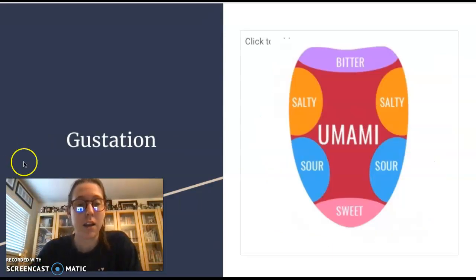Okay, now let's go ahead and move on to gustation, or taste. Taste is a little bit different. There are more specifics that go along with it and more intricate pathways, just because there are different options based on the 5 taste sensations, which are here. We have bitter, umami, sweet, sour, and salty.